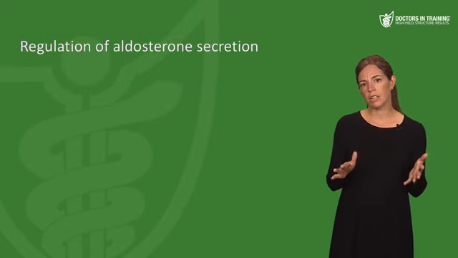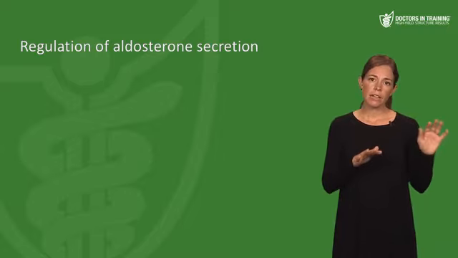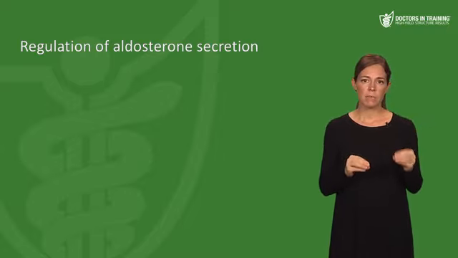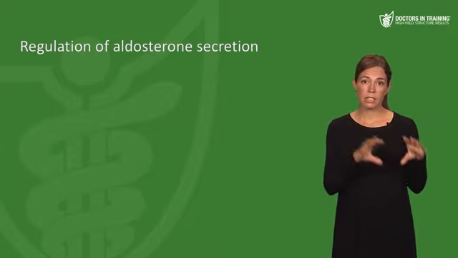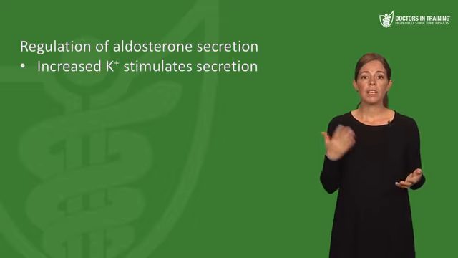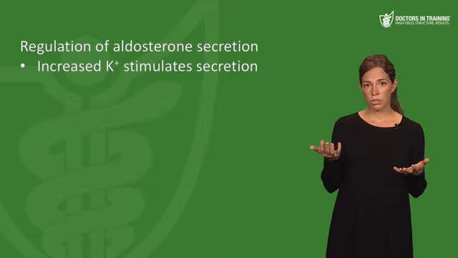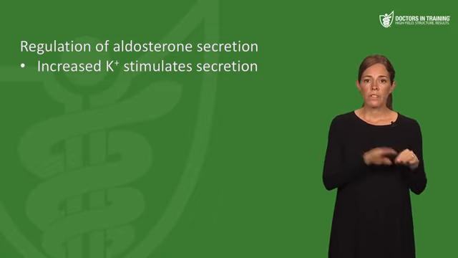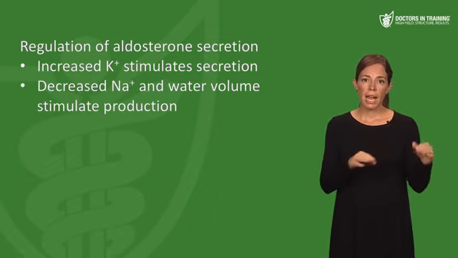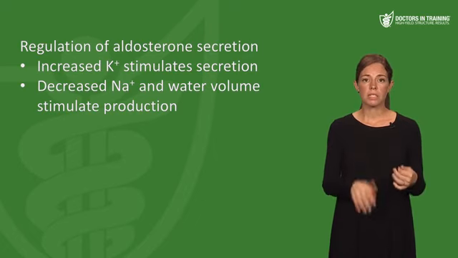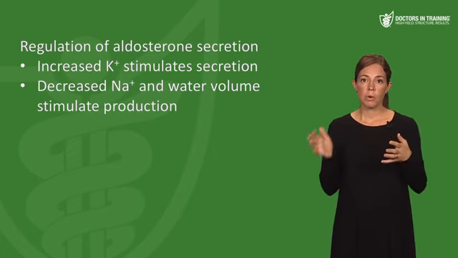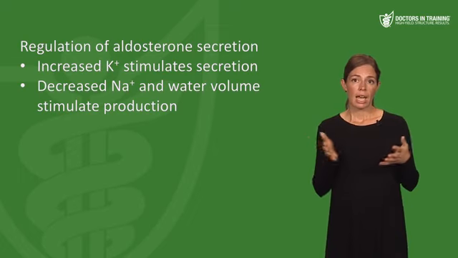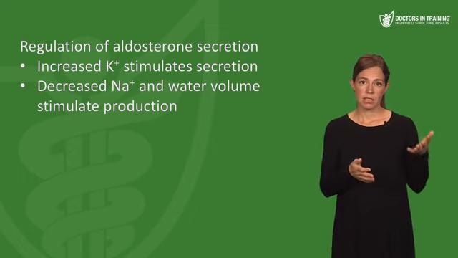So what regulates aldosterone secretion? Well, basically aldosterone is stimulated and suppressed by abnormalities in the electrolytes it's trying to regulate. So elevated potassium will stimulate aldosterone secretion, really in a surprisingly linear way. And then on the sodium side, both low sodium and decrease in water volume can stimulate aldosterone production. This is both direct through the sodium effect and indirect through the renin-angiotensin system.